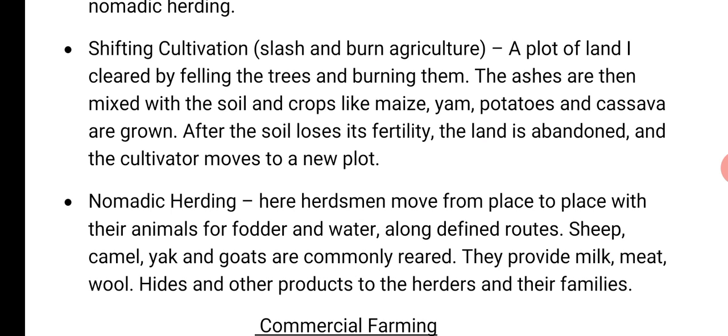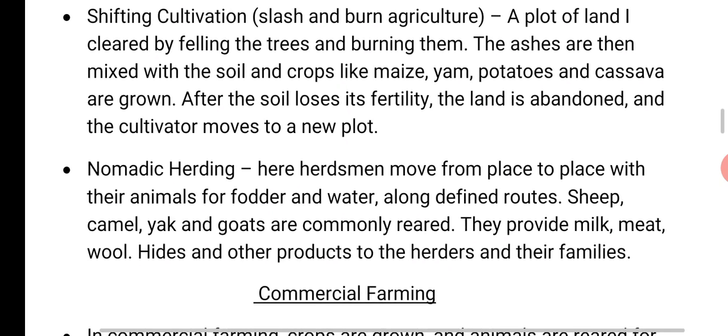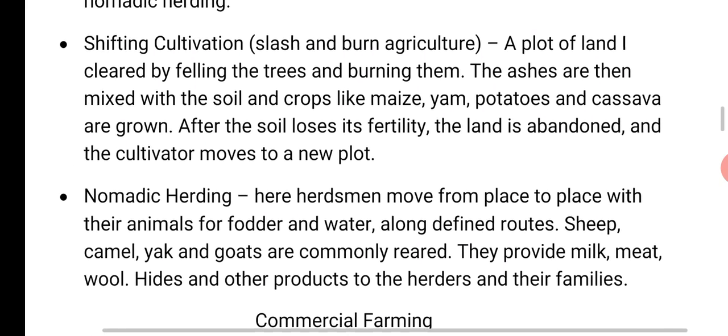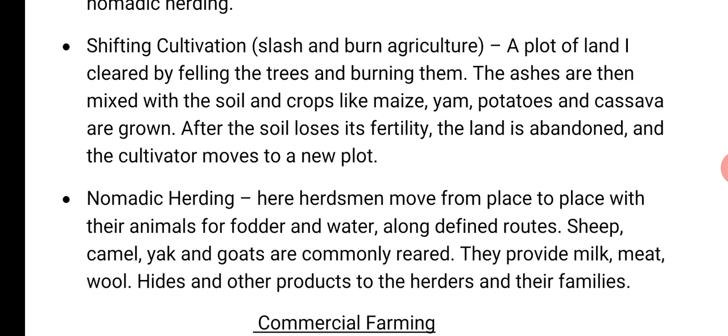Next one is nomadic herding. Here, herdsmen move from place to place with their animals for fodder and water along defined routes. Sheep, camel, yak and goats are commonly reared. They provide milk, meat, wool, hides and other products to the herders and their families.